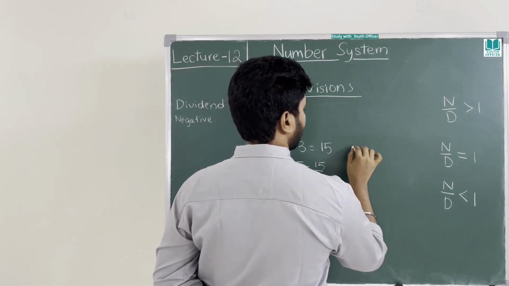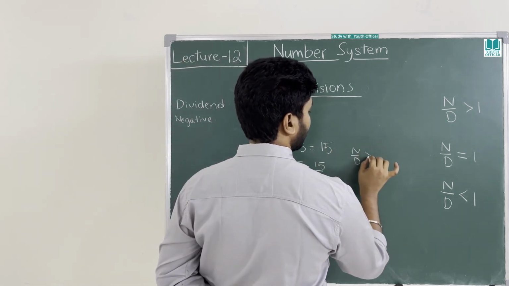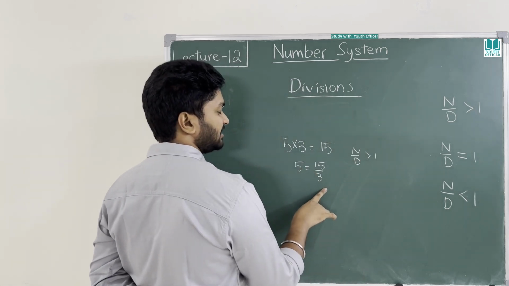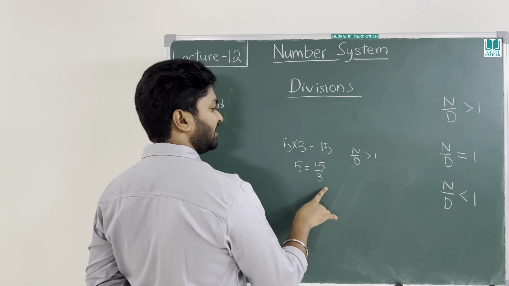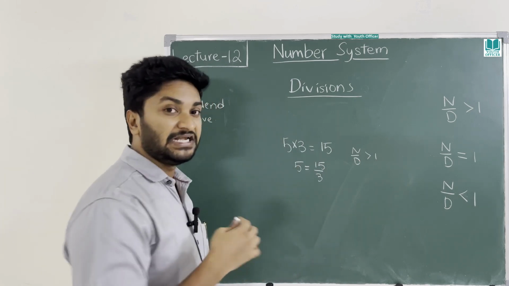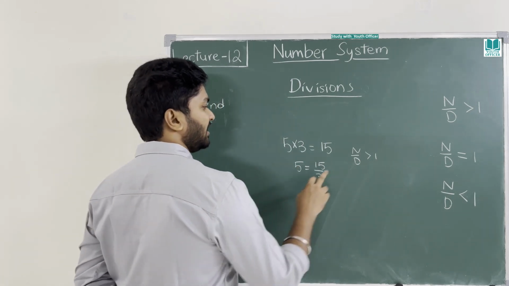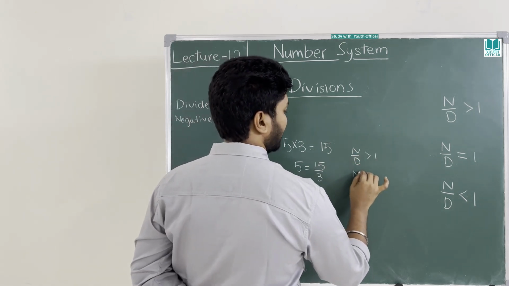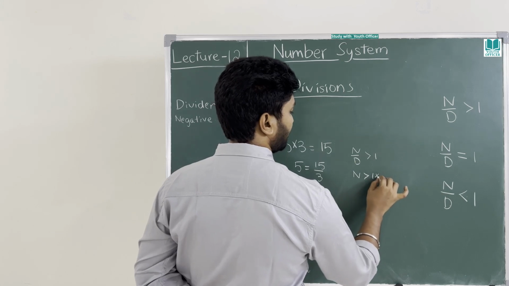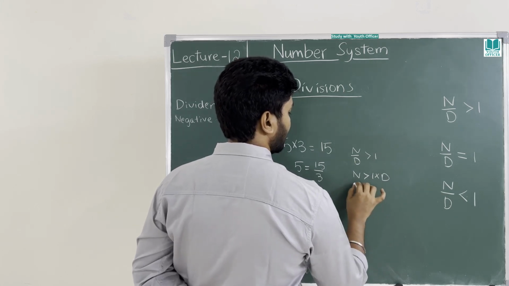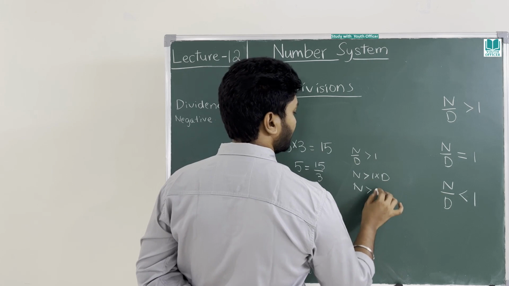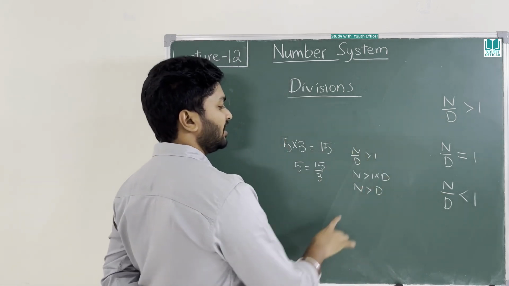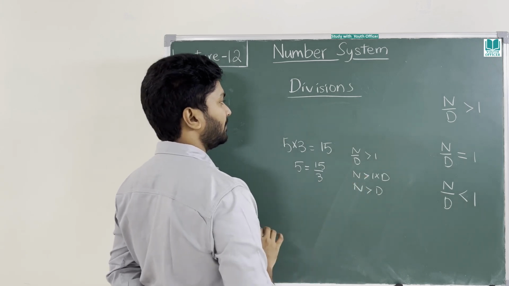Now, if n by d should be greater than 1: if d is dividing, when it goes to the other side, it will multiply. Similarly, here d is dividing, and if it goes to the other side, it will multiply. So n greater than 1 into d, which is d only. That means if n by d should be greater than 1, the numerator should be greater than the denominator.